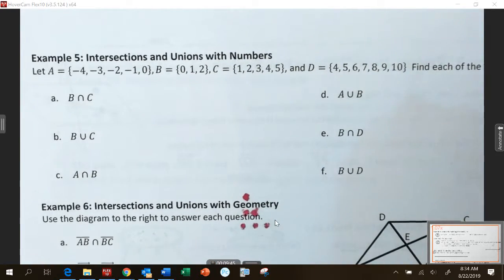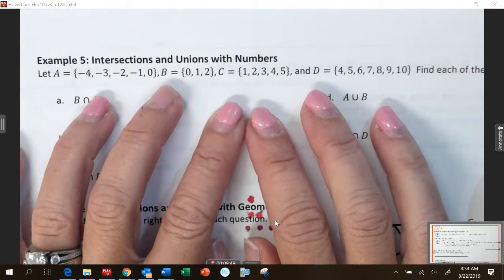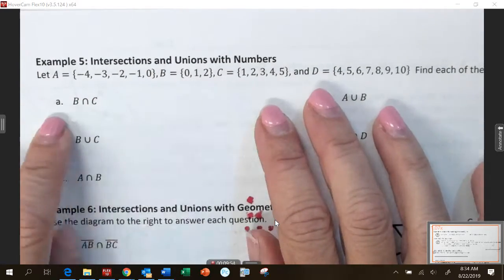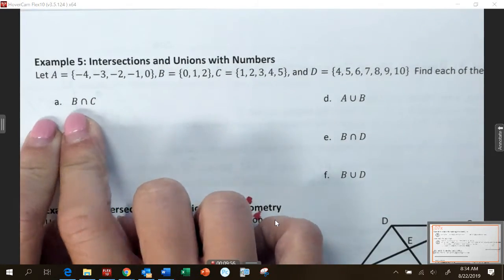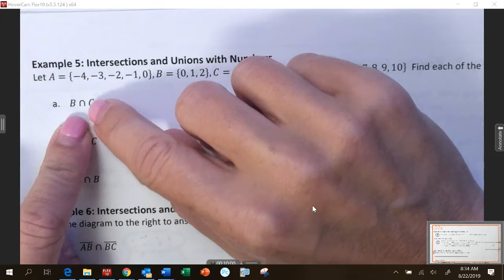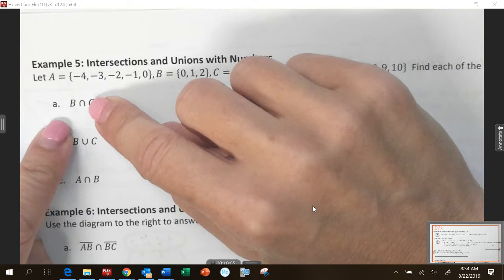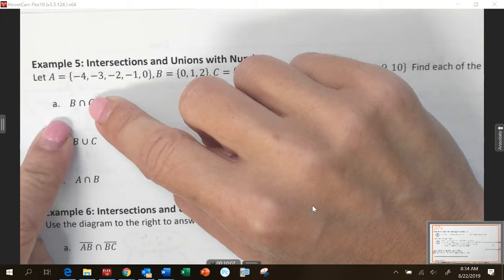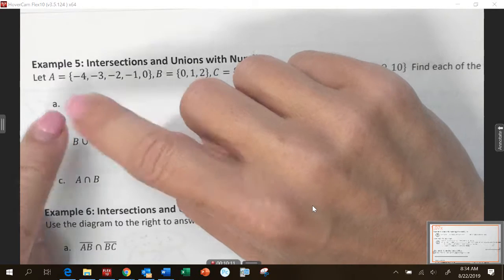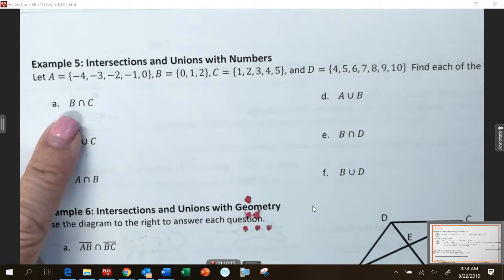So the intersection and union with numbers. This is where it's pretty easy to figure out. It gets a little harder when we talk about pictures. If we're talking about B and C, which symbol is this? Is this the "and" or the "or"? Is this the union or the intersection? Intersection. This is the "and." So we're looking at B and C.